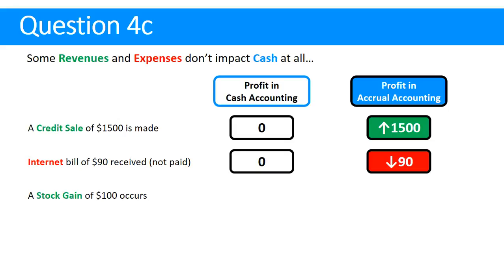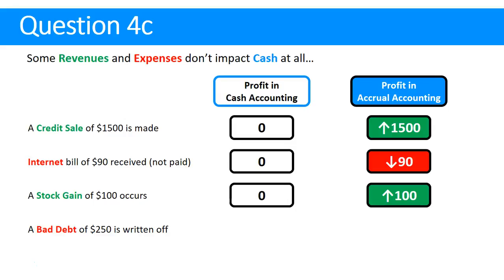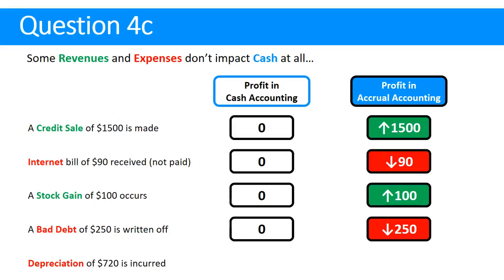We could have a stock gain. Now, when we have a stock gain, there's no actual cash coming into the business, so we wouldn't actually record any profit under cash accounting, which is wrong. A bad debt, so a customer wasn't going to pay us back, well, there's no cash coming in or out, so therefore no impact under cash accounting, but in accrual we'd record a bad debt. And another example would be depreciation. Depreciation is a really important expense, but under cash accounting we would never ever charge it because depreciation is not a cash flow. In accrual accounting, we correctly recognize that as an expense.